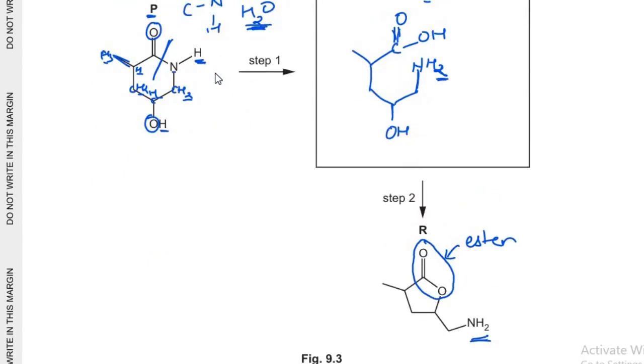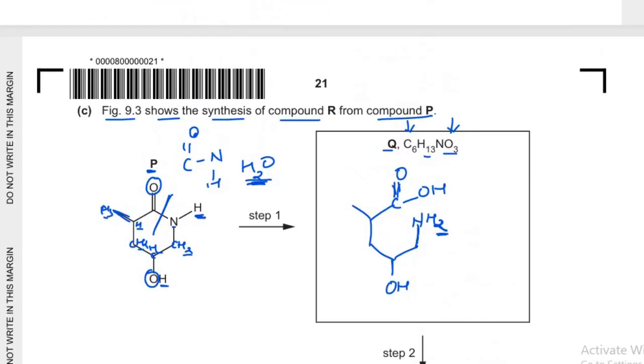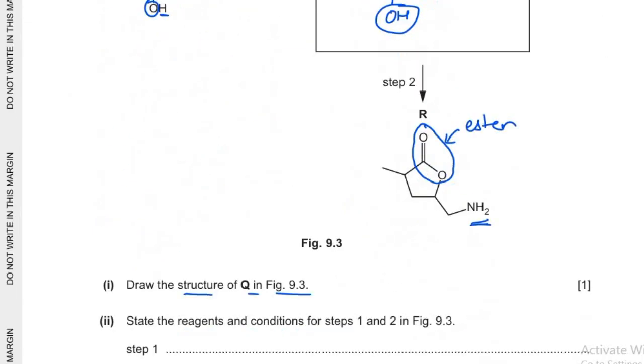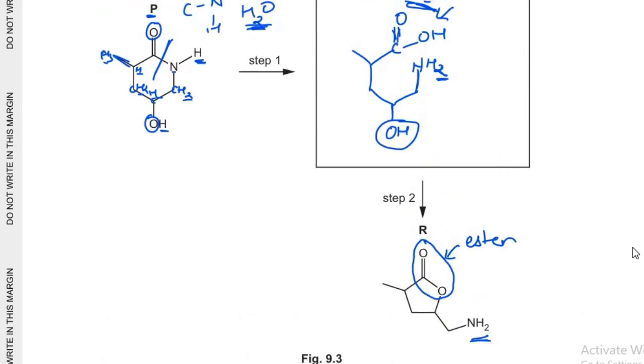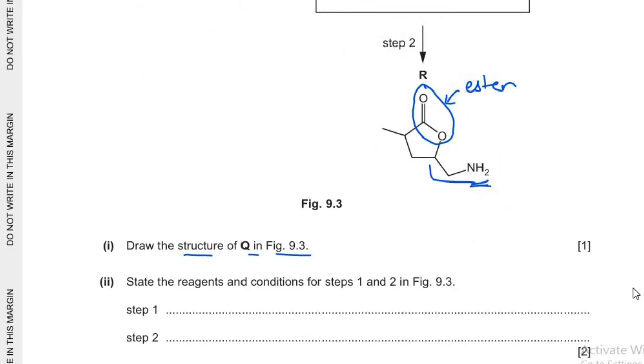Now what happens in step 2? What we can understand is that the OH group here and the carboxylic acid here get bonded together, where water is removed to form an ester group here. We can see that ester linkage here. So the same compound rebonds in a different way to form a linkage, and the remaining part of the carbon chain is shown here as a side chain. So that is the structure of Q, as given in 9.3 that we have drawn.